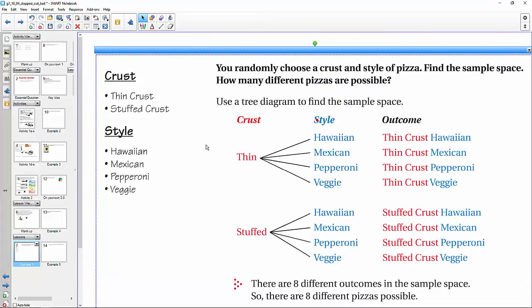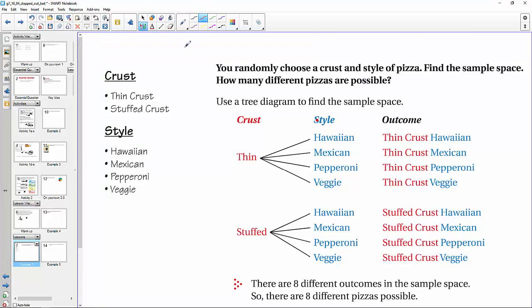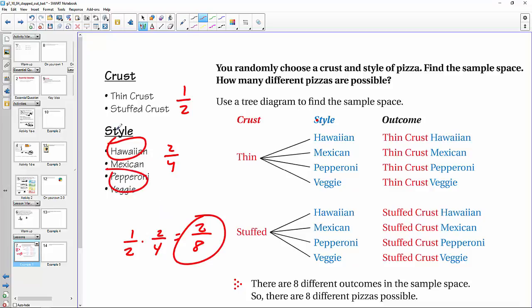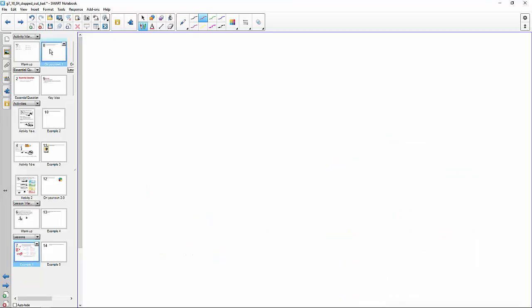But what if I asked you a question like, I want to have a thin crust that's either Hawaiian or pepperoni? Well, this is how you'd solve this, and this is a future lesson, but I want to show you. So my chance of getting a thin crust is 1 out of 2. And I said Hawaiian or pepperoni. Well, that'd be 2 out of 4, right? So these are the ones that work. I then multiply these together, so I put 1/2 times 2 out of 4. Again, my total amount of pizzas, the different choices, is 8, but 2 of them will fit the criteria that I want because they're either Hawaiian or pepperoni. So that's how we'll figure these out later on.